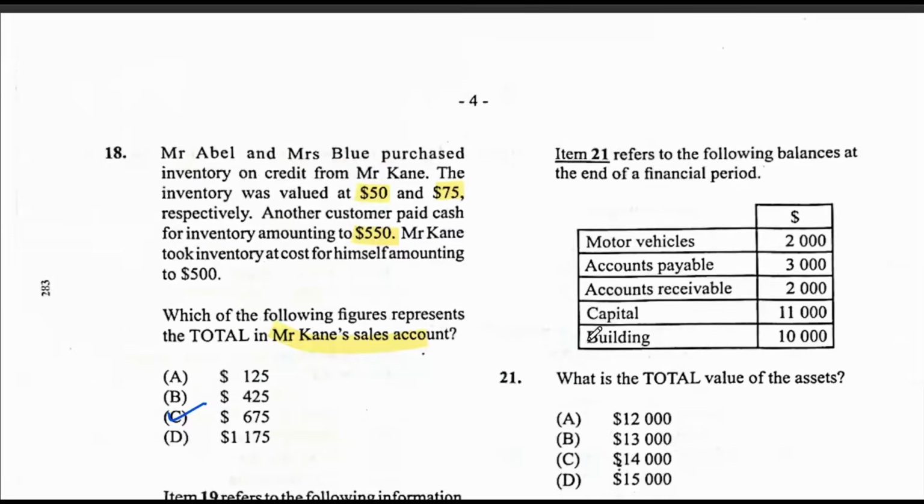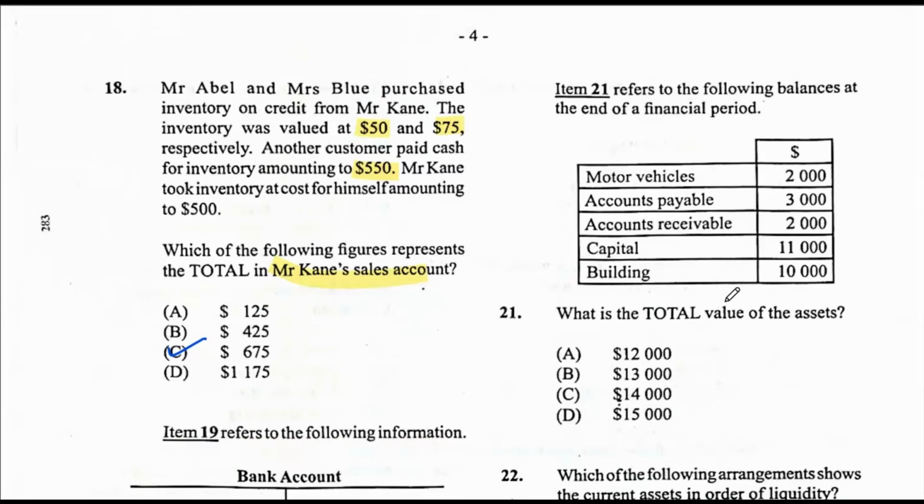Right, question 21. Item 21 refers to the following balances at the end of a financial period. What is the total value of assets? Alright guys, this is not a difficult question. You guys know what assets are. Let's look for our assets here. Motor vehicle? Yes, that's an asset. Accounts payable? No, that is not an asset. Accounts receivable? Yes, current asset. Capital? No. Buildings? Yes. So these are our assets right here, guys. 2,000 plus 2,000 plus 10,000. That should give us C as 14,000.